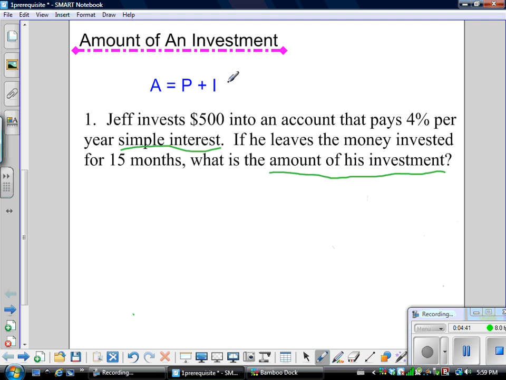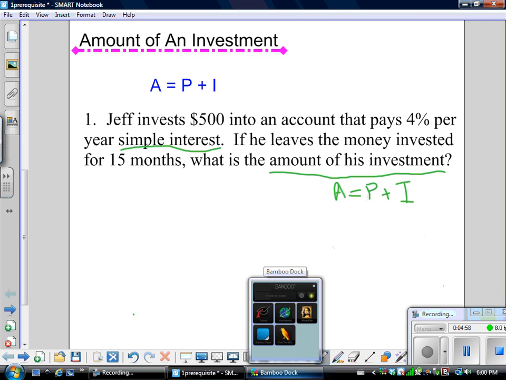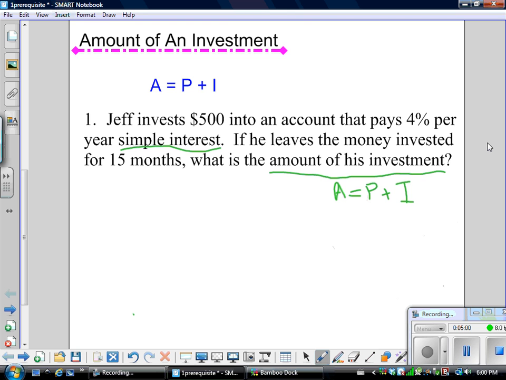However, I still have to, so if I look at this, I know I'm going to need A equals P plus I. Now, my problem is I don't know what I is, so we have to calculate that. So simple interest formula. What we're going to do first of all is copy down the simple interest formula. I know that it is I equals PRT.